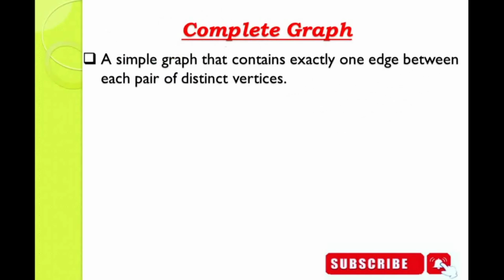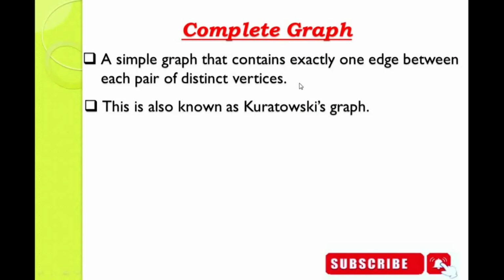Okay, so let us see how to define a complete graph. A complete graph is nothing but a graph in which there is an edge between every pair of vertices. Let us see the mathematical definition: a simple graph that contains exactly one edge between each pair of distinct vertices, which is nothing but an edge between every pair of vertices. That is called a complete graph, also called a Kuratowski graph, denoted Kn graph.